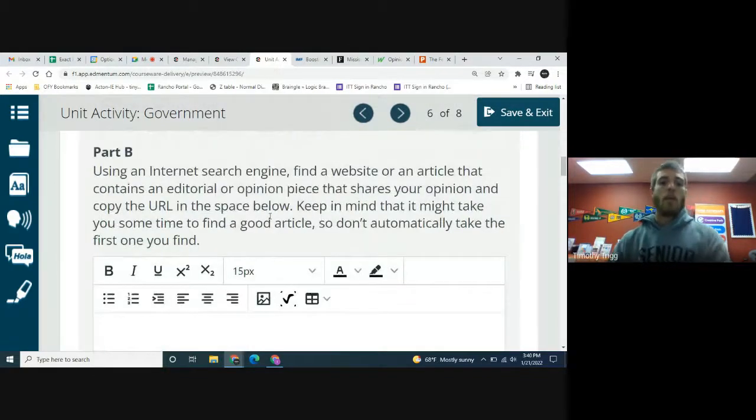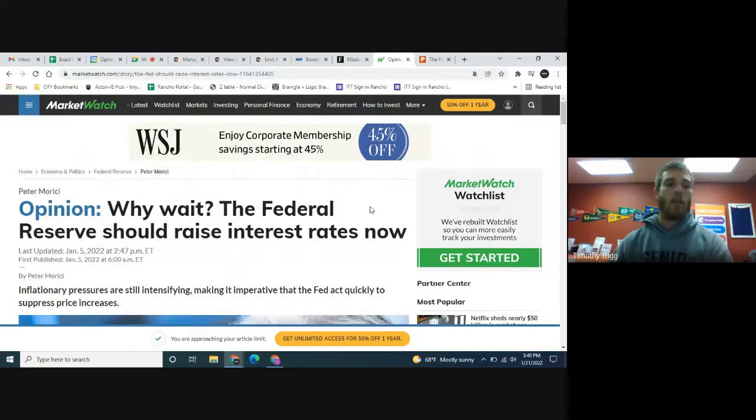Now, this is very similar to what we did on the previous page, page 5. We're going to look up an article that agrees with us, saying interest rates should go one way, and then we're going to read an article that says the opposite. Basically, I just Googled why interest rates should go up, and I've also Googled why interest rates should go down. So we're going to see both sides here. Let's go ahead and look at this one here.